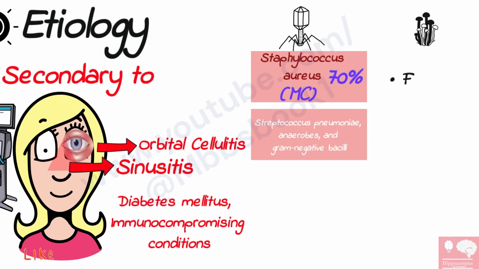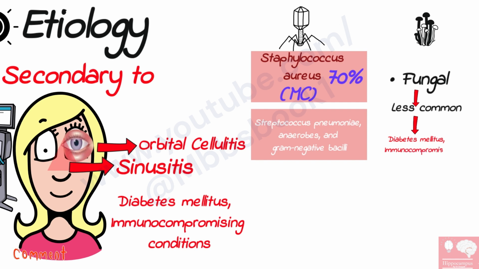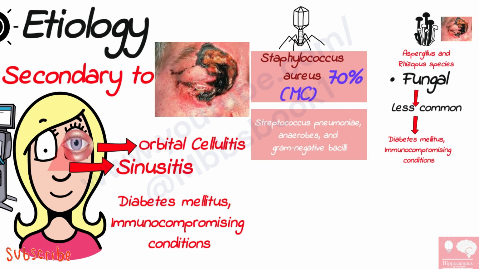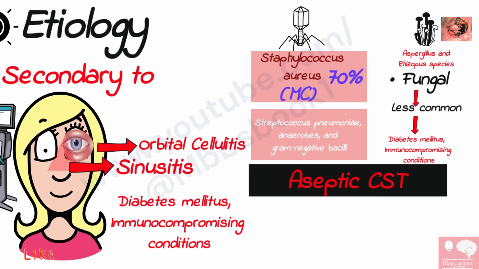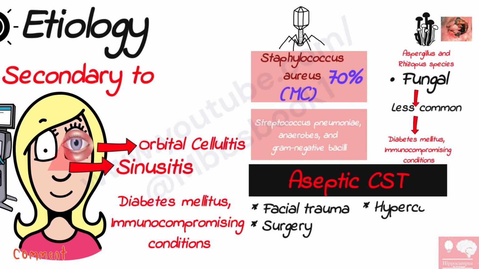Fungal pathogens are less common, but CST can result from fungal infections, particularly in immunocompromised patients. Causative organisms include Aspergillus and Rhizopus species and are often associated with invasive sinusitis or mucormycosis. Aseptic cavernous sinus thrombosis, though rare, may result from facial trauma, surgery, hypercoagulable states, or malignancy. In these cases, no infectious organism is identified.